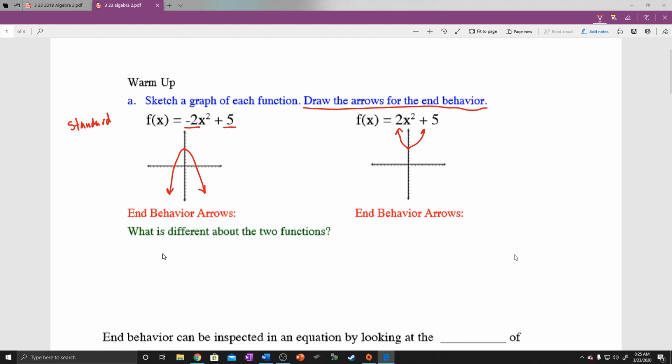So the difference about these functions is one opens up and the other opens down. All right, we're going to begin the notes. If you need to pause the video at any time to copy down what I've written, do so.